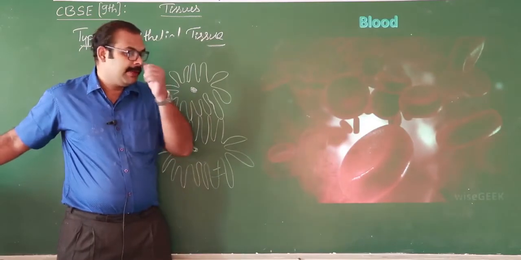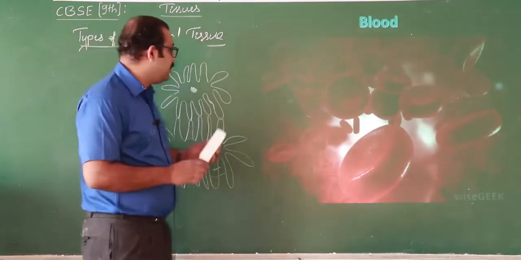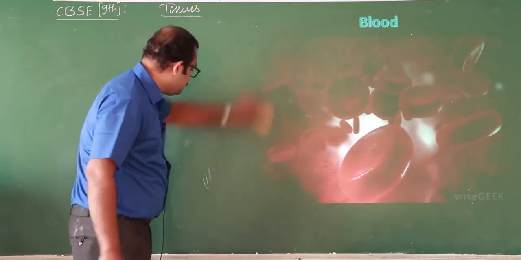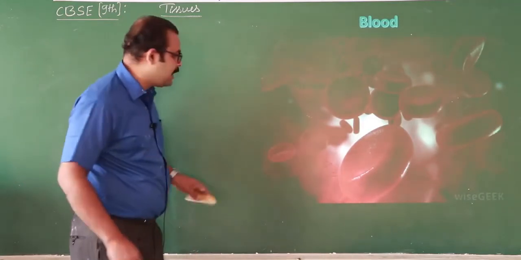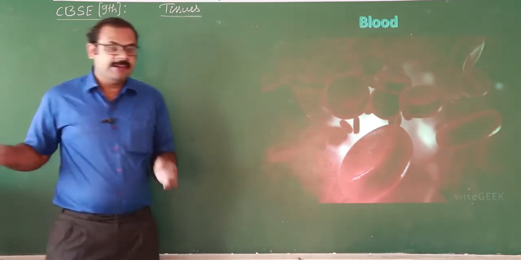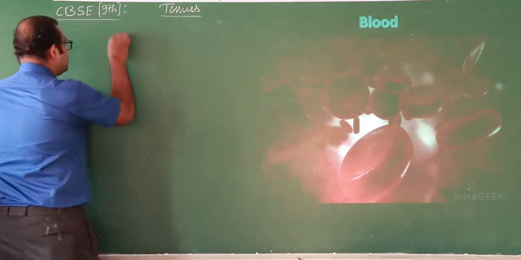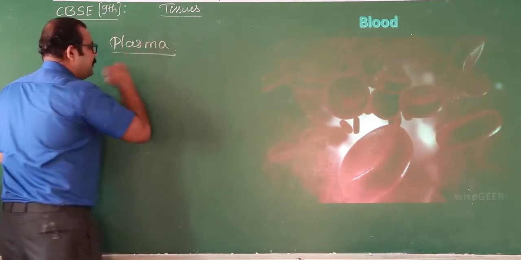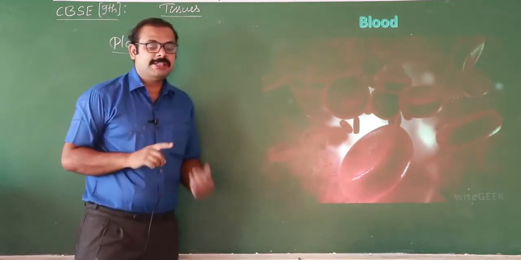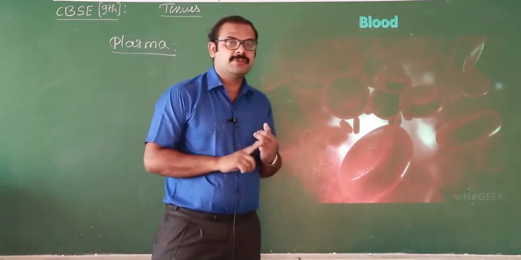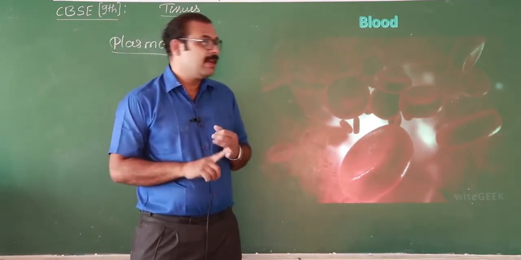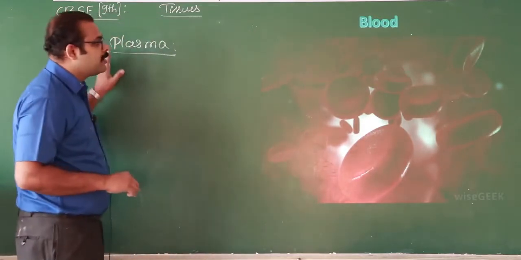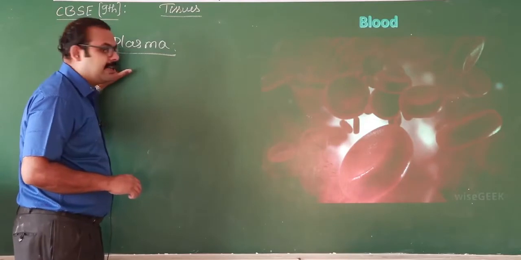So next one is blood. Blood is a liquid connective tissue, and this blood contains different types of cells as well as a liquid part. The liquid part of the blood is called plasma. Plasma is the liquid part of the blood. Here this plasma contains mainly hormones, proteins, enzymes, salt and waste substances. So these are the things present in the plasma. Here plasma acts as a connective tissue.